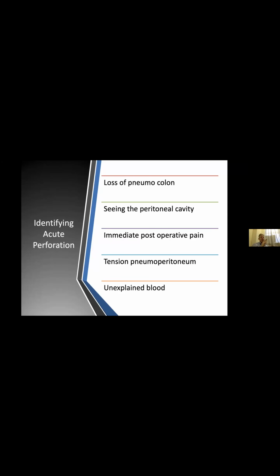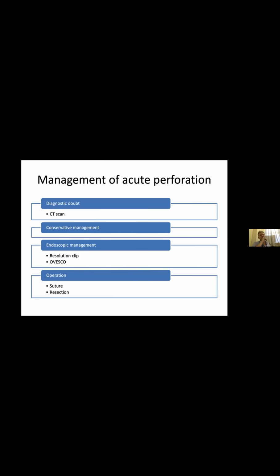Remember, you can perforate. You don't always perforate the colon with the tip of the scope. You can perforate it with the elbow of the scope. And the classic position is ripping the sigmoid off the rectum, creating a tear there. So unexplained bleeding, just consider perforation. Now we look at the management of acute perforation.